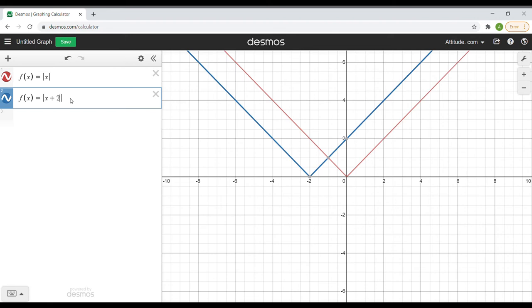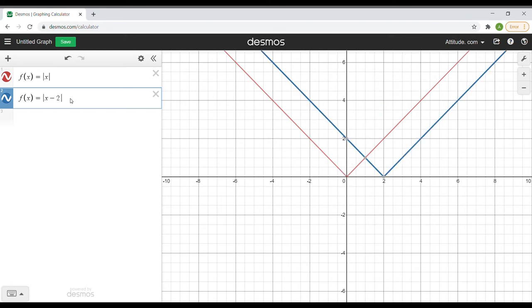What happens if we subtract? Just observe the difference. If adding moves it left, subtracting moves it to the right side. So these are the 4 cases. Just make a note of it. You can also have a look at this calculator. I will provide this in the description box, just to make some observations.